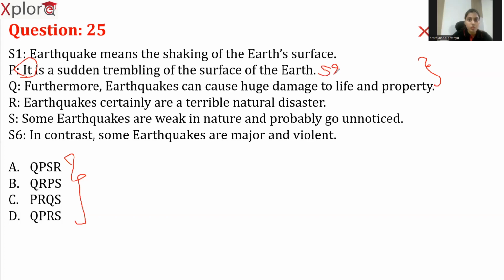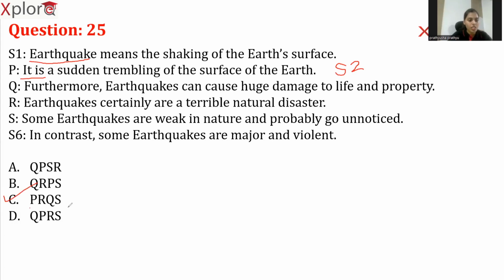Why? Because here we are using a pronoun, it. It is a sudden trembling of the surface of the earth. So the term it is referring to what? Earthquake, which we have mentioned here in S1. In statement 1, we have mentioned earthquake means the shaking of the earth's surface. It is a sudden trembling. What is a sudden trembling? Earthquake. So based on noun pronoun replacement, our second statement should be P. Now, how many options are starting with P? Only one option is starting with P, and that option is option C. So option C is our answer.